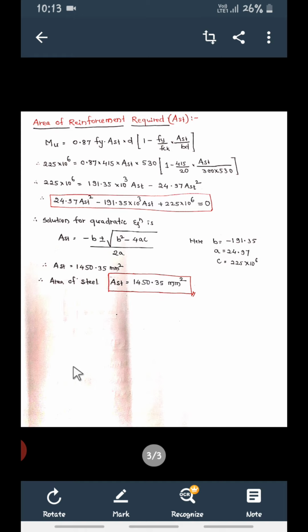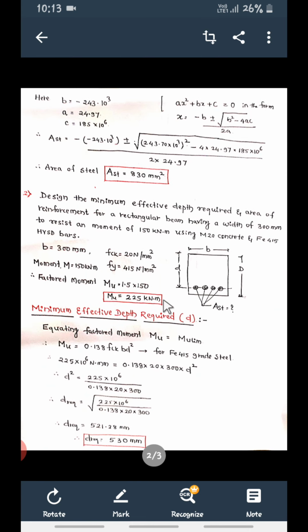So two problems we have solved, that is type 2 problems. Here the moment is given and we have calculated the area of reinforcement. So please solve once again these two problems. We'll come up with some more problems in the next session.